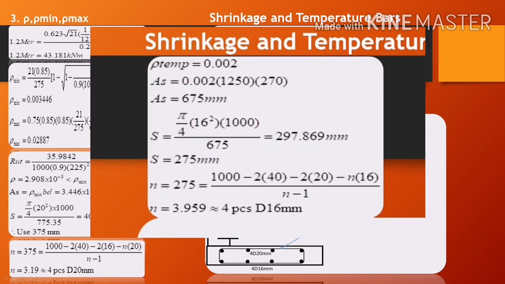As is equal to 0.002 times 250 times 270. As is equal to 675 mm squared.